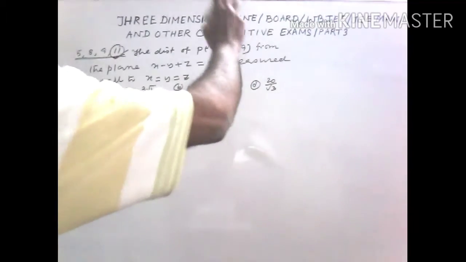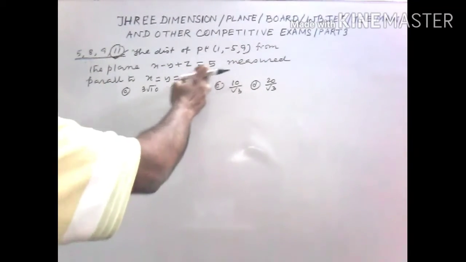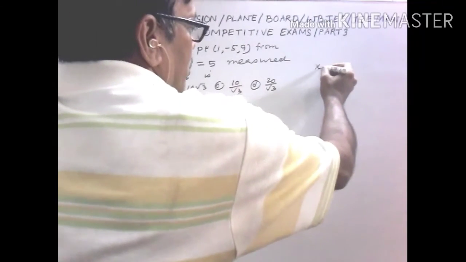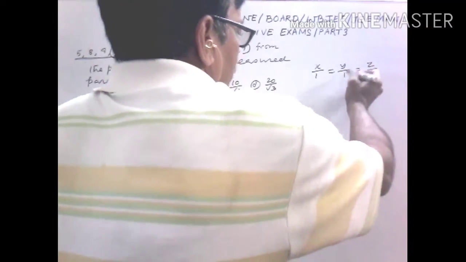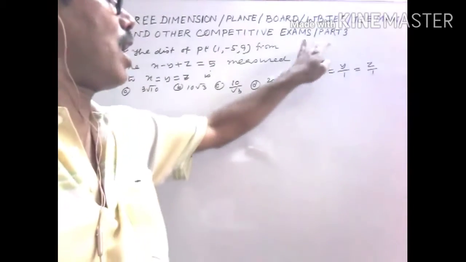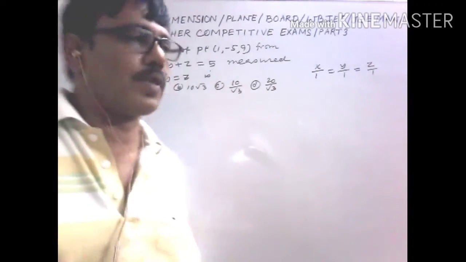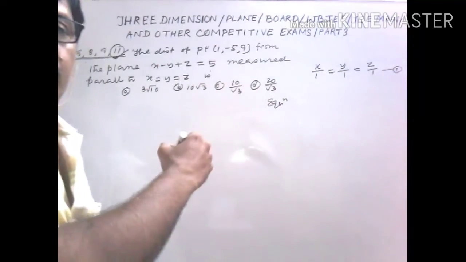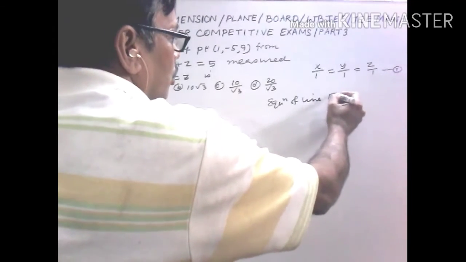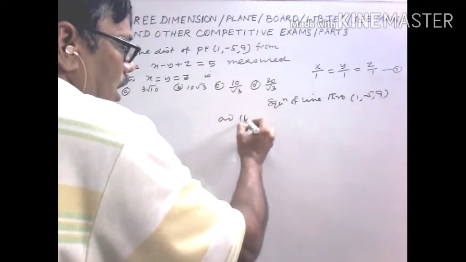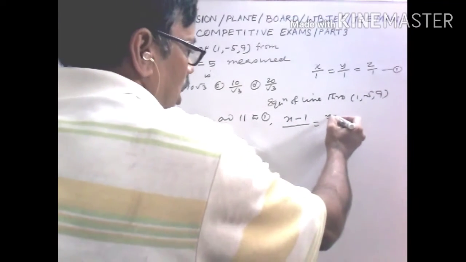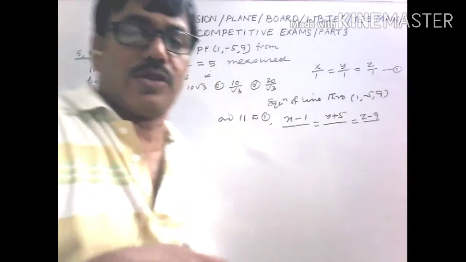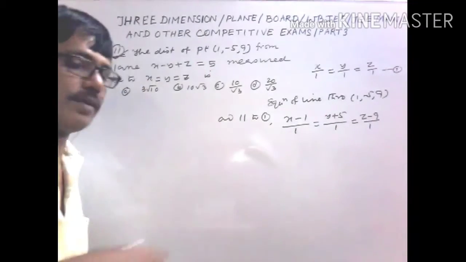The distance of the point (1, minus 5, 9) from the plane, measured parallel to this line, x by 1, y by 1, z by 1. So we have to find the equation of the line parallel to it and passing through (1, minus 5, 9). So the equation of the line through (1, minus 5, 9) and parallel to this is (x minus 1), (y plus 5), (z minus 9). Since two lines are parallel, their direction ratios are proportional. So this one is 1, this is 1, this is 1.